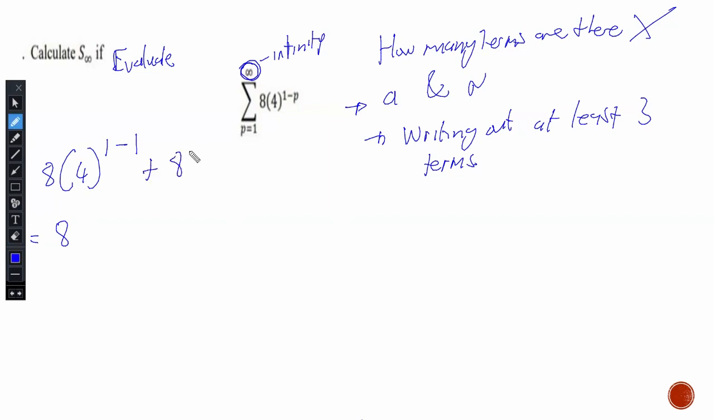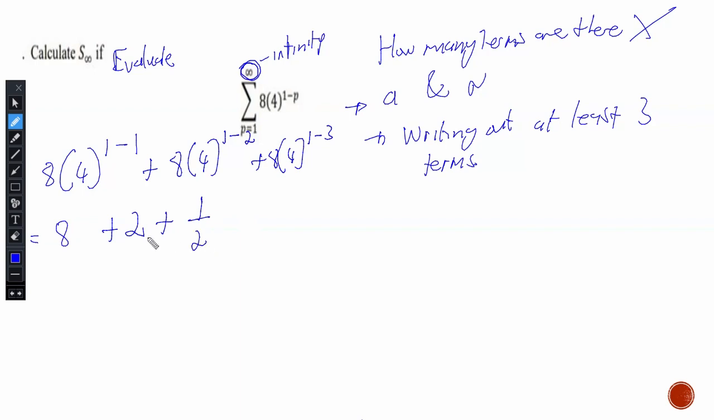So we want to write at least 3 terms. So 1 minus 2. So that's 8, and then 4 here. And then we have 8 bracket 4, to the exponent of 1 minus 2. So the second term becomes what? 2, right? And then plus, to get that third term, it's 1 minus the p-value, which is 3. So 8, 4, and then to the exponent of 1 minus 3. So we have our third term as 1 over 2.